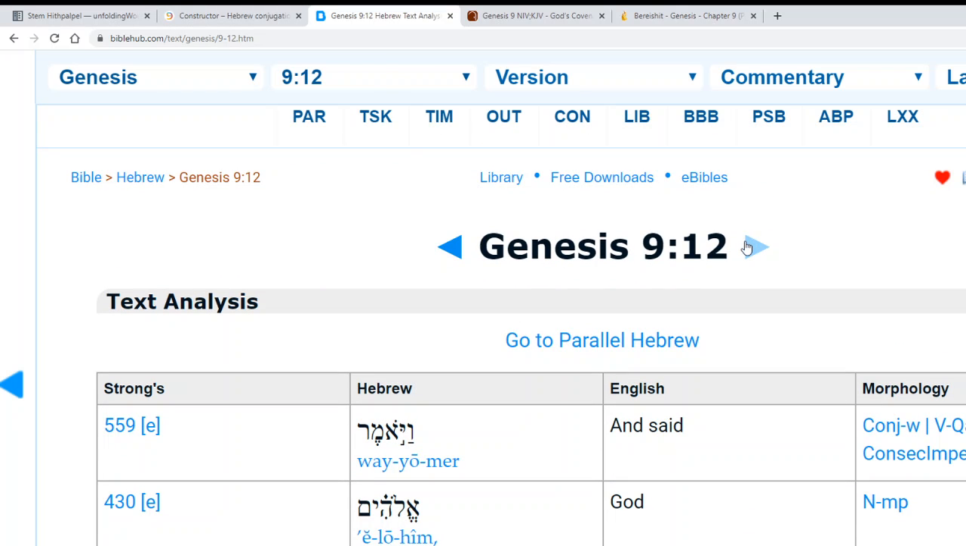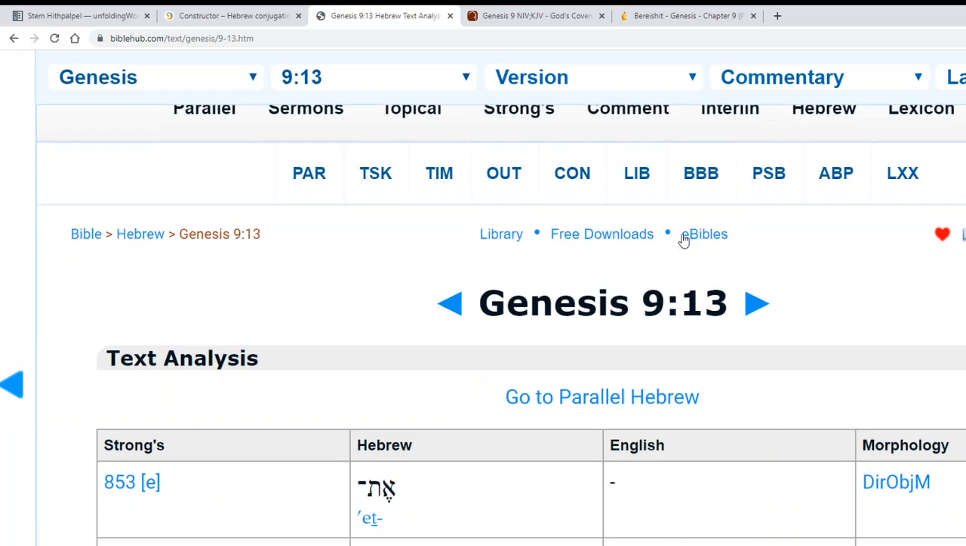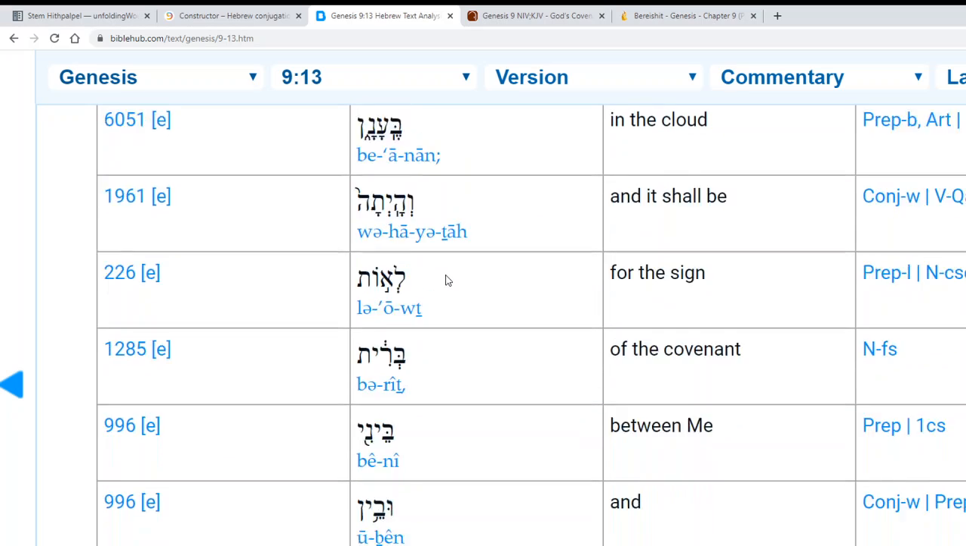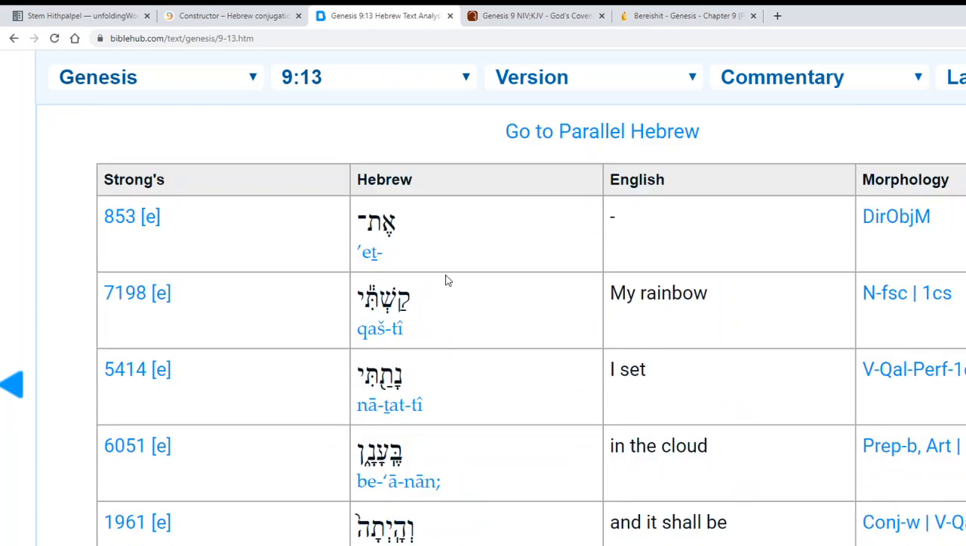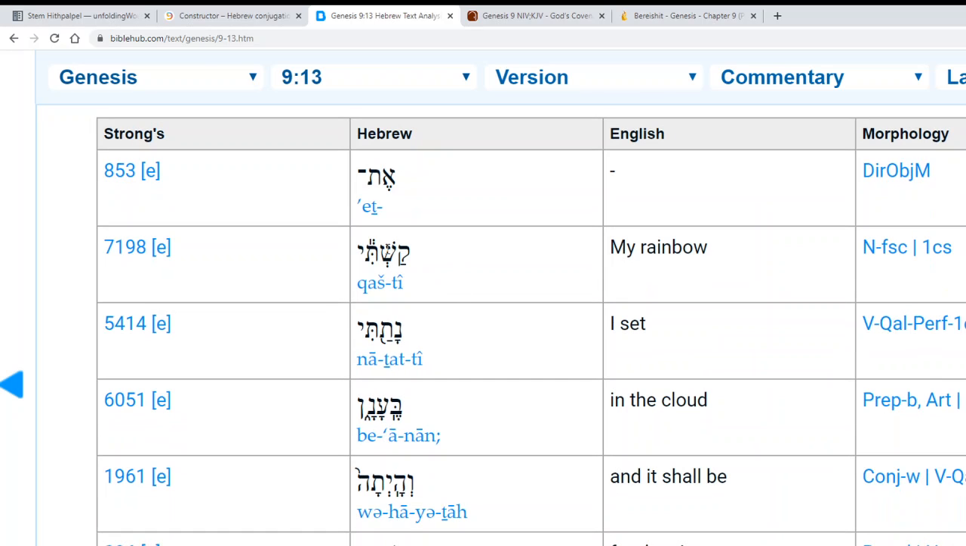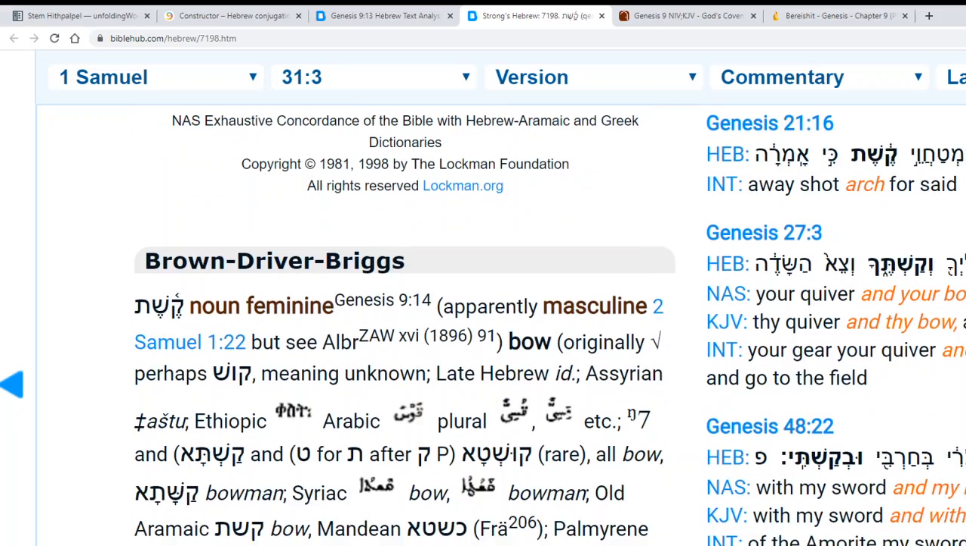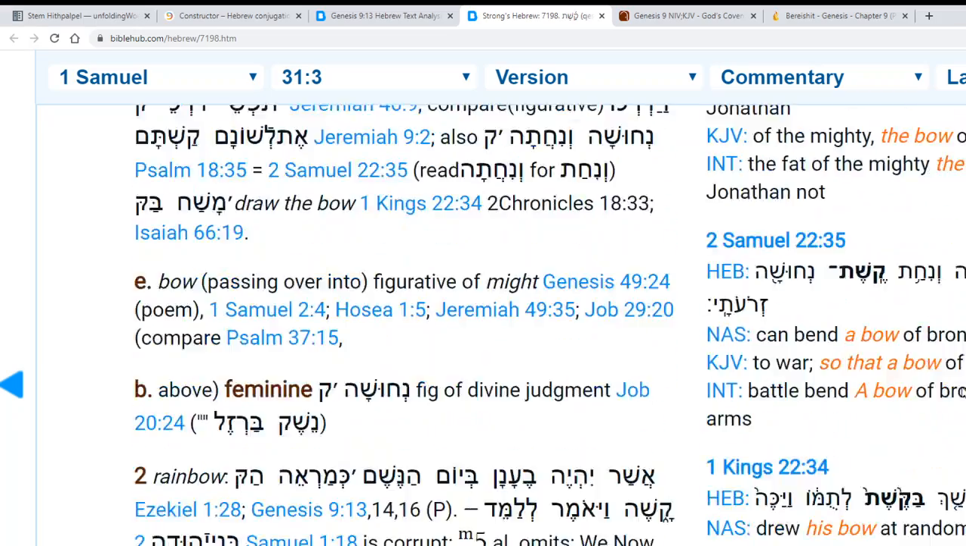Okay, next verse 13. Et kashti natati be'anan, v'haita leot brit beini uvein haaretz. Okay, so et is the direct object marker. Kashti, keshet, kof, shin, taf, is an arc, right? Here it's obviously talking about the rainbow, but keshet can also refer to a bow, an actual bow, right? So archery. Keshet, kashti, and you can look at the concordance. They're translating arch or bow, and it shows up many times.